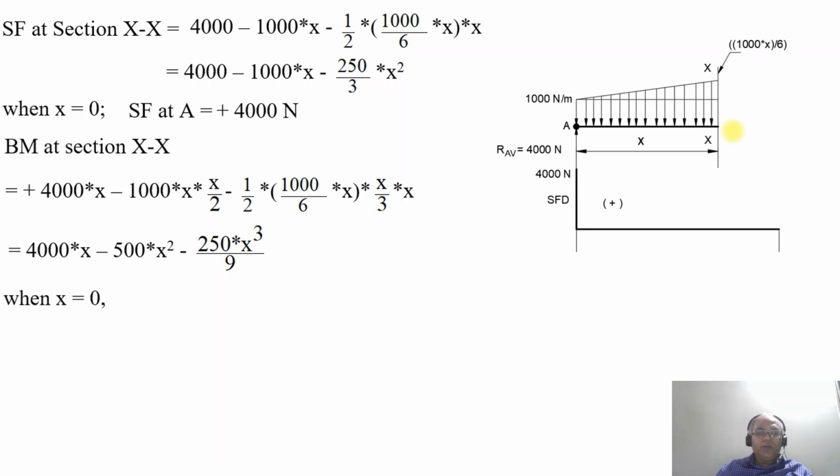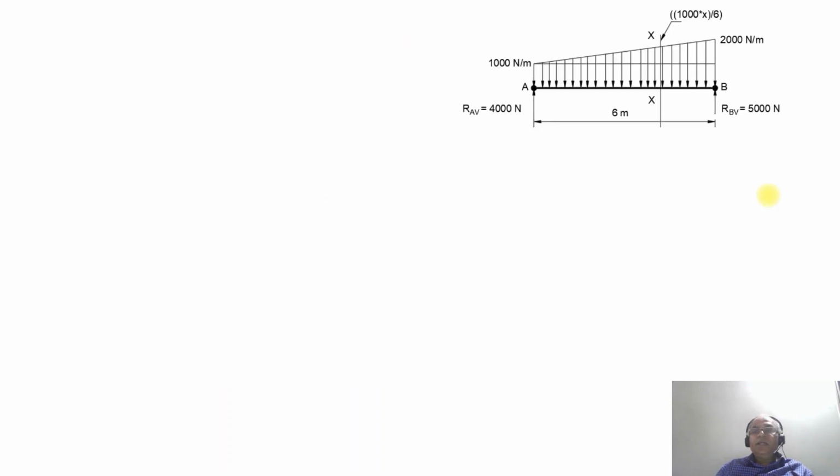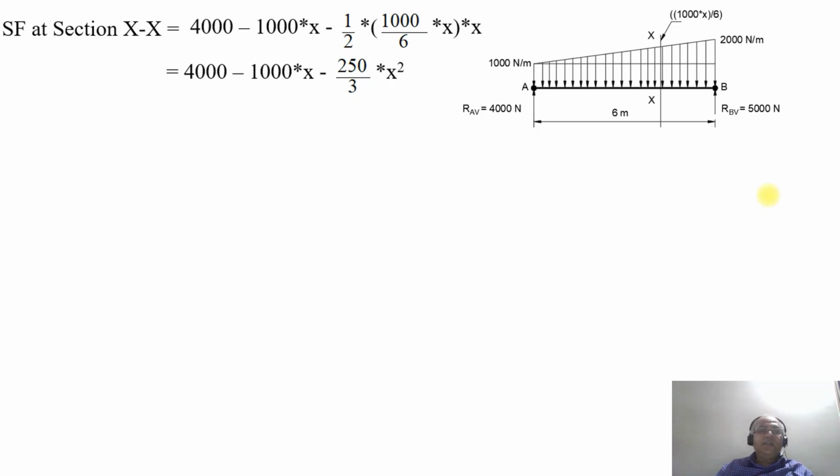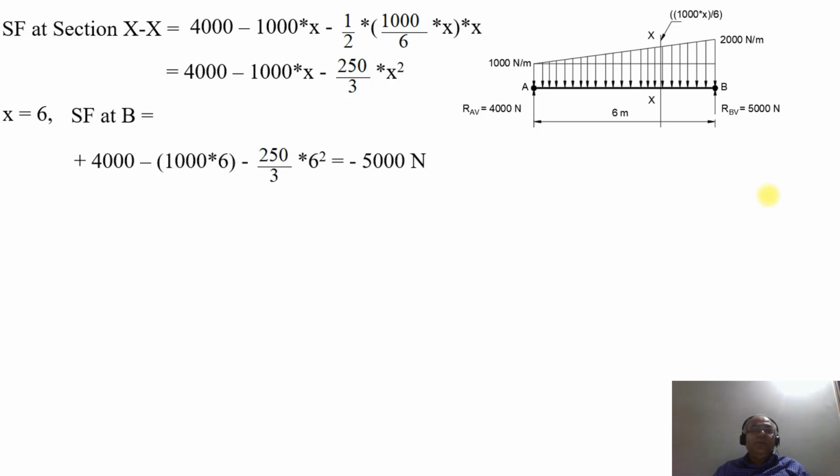So when the value of X is equal to 0, you will get that point as 0. So BM at the point A will become 0. Then we are considering again the section. SF at section XX will be equal to 4000 minus 1000 into X minus 250 by 3 into X square. Suppose when you are considering the value of X is equal to 6, what happens? Substitute SF at the point B now. SF at the point B will be equal to plus 4000 minus 1000 into 6 minus 250 by 3 into 6 square. Substitute the value of X as 6, so it becomes minus 5000 Newton.